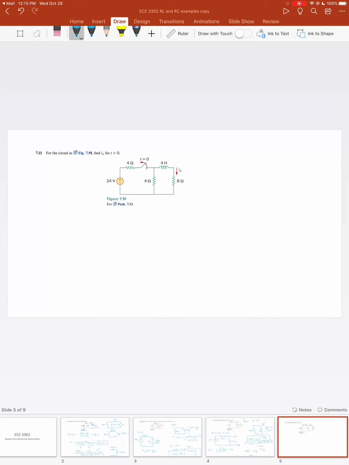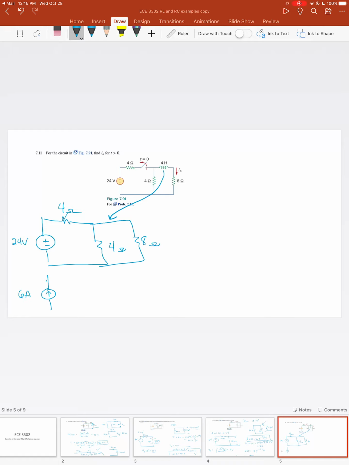Okay, now I want to look at another example, and this one is an RL circuit. So let's look at the RL circuit. Initially, once again, we're going to analyze this circuit first for t less than 0. So here's 24 volts. T less than 0, the switch is closed. And the other thing about t less than 0 is that the inductor at 0 minus looks like a short. So the inductor is here, but it looks like a short.